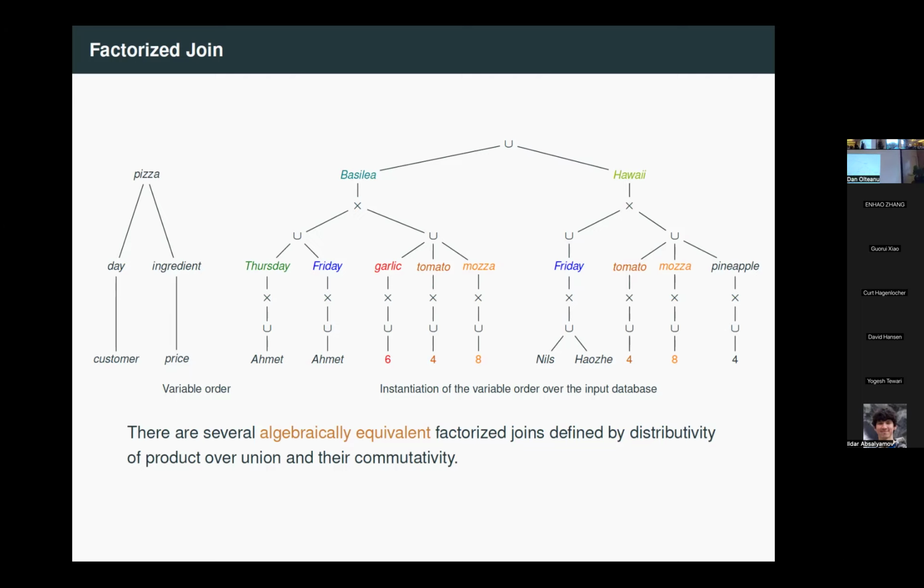And then have pizza, ingredient, price on one side and customer on the other. So there are many, many possible ways. There are many ways you can express the same information, the same table, but with different factorizations, which is exactly the way you think also of Boolean functions, right? You can factor them differently, but they still represent the same thing.